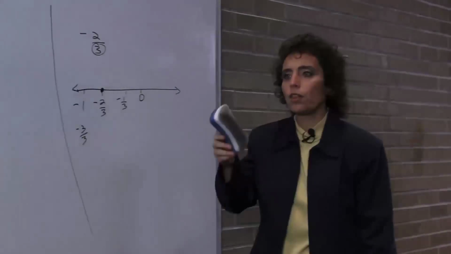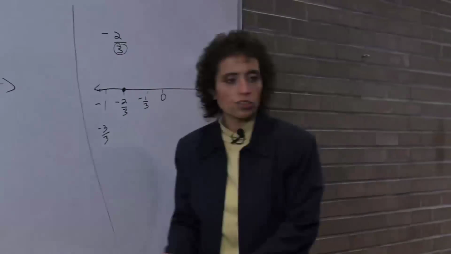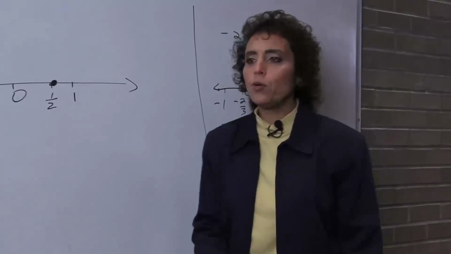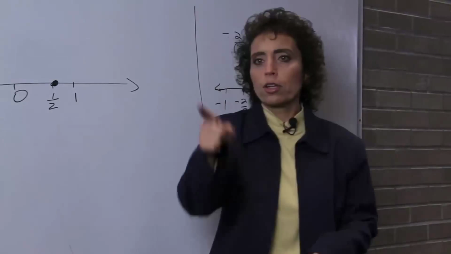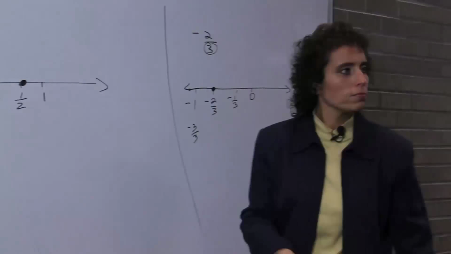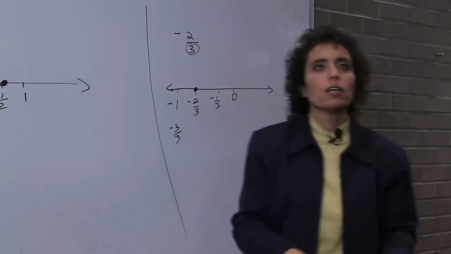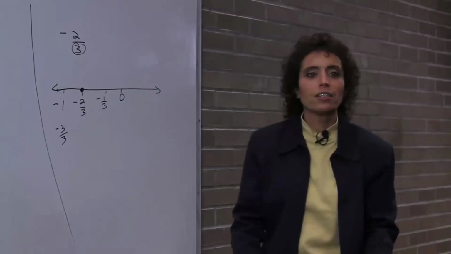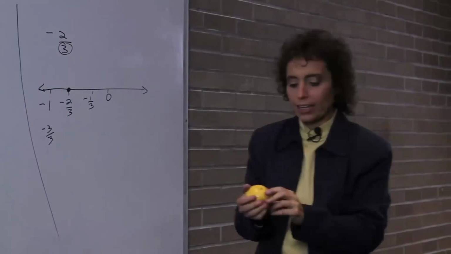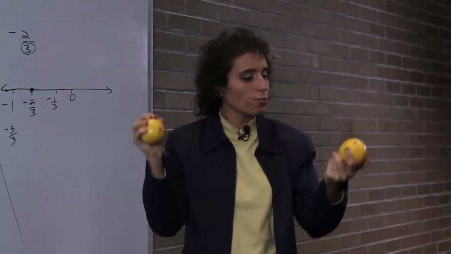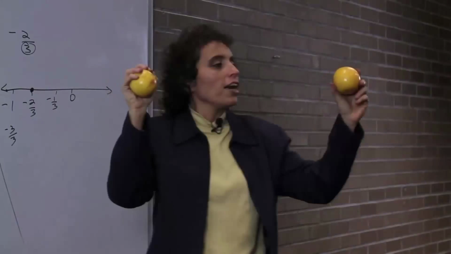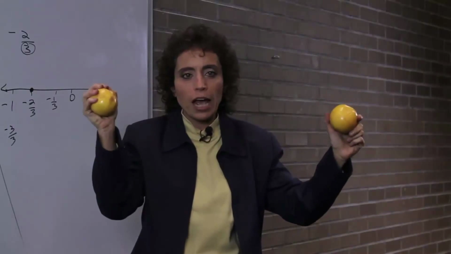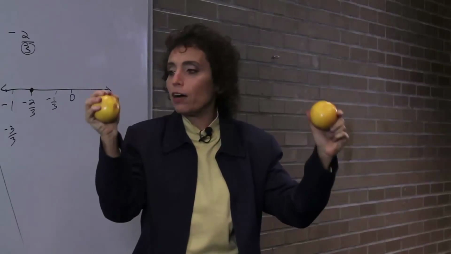Before I actually do this next problem that's in your notes, I want to ask you something. If you have a whole orange, and you have a half an orange, I think this might be a tangerine, but who cares? Okay, no, I think it's an orange. You have a whole orange, you have a half an orange. What do you really have? Well, you would really have 1½ oranges.